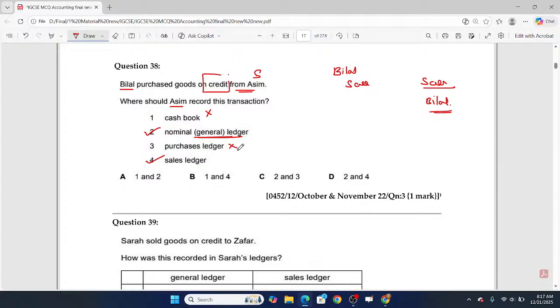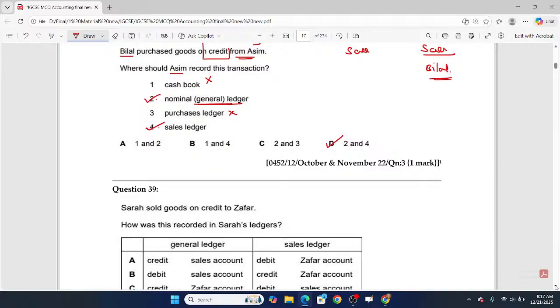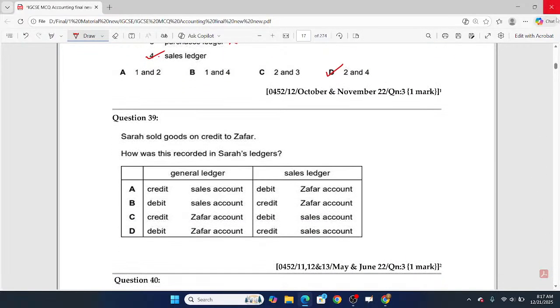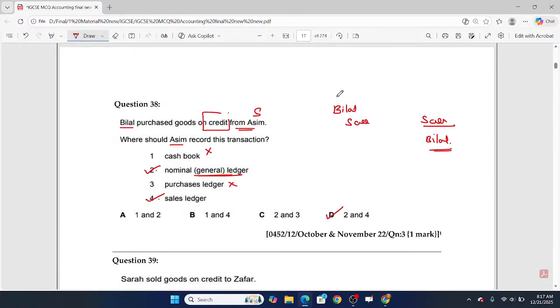Not being the purchase ledger. Definitely 2 and 4 will be the correct answer. So D is the correct one. Clear? Next. So this will be sales ledger. This will be general ledger.